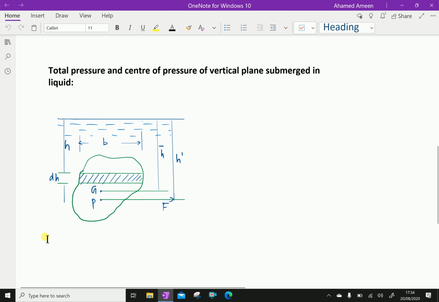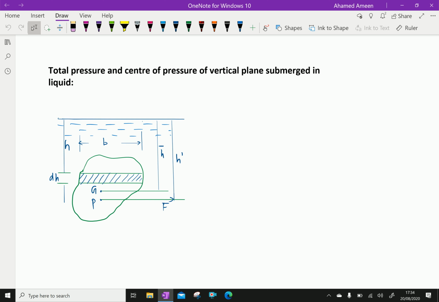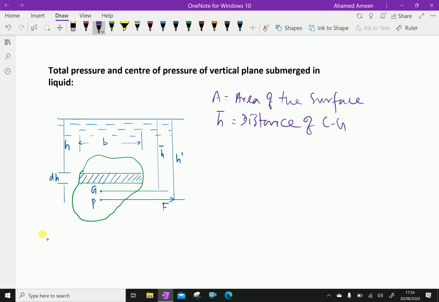Now consider this plate. A is the area of the surface. h bar is the distance of the CG, center of gravity, from the free surface, that is, the distance of the CG from the free surface of the liquid.